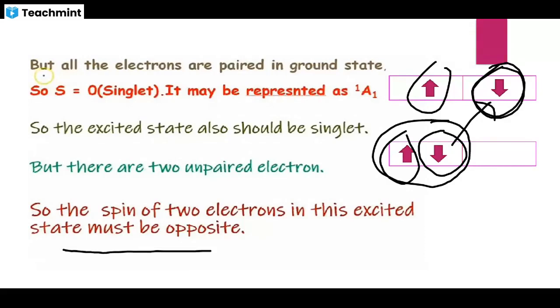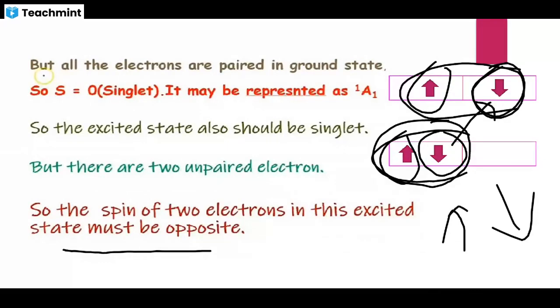So the spin of the two excited electrons must be opposite. Why must the spin be opposite? This is singlet, and this is also singlet. This is half, this is minus half, this is half, this is minus half. It means S is 0, and 2S plus 1 is 1, singlet, so the symmetry is not changed. We all know singlet to singlet transition is allowed, singlet to triplet transition is forbidden. This is the spin multiplicity. To decide whether a transition is allowed or not, we just see the spin multiplicity.